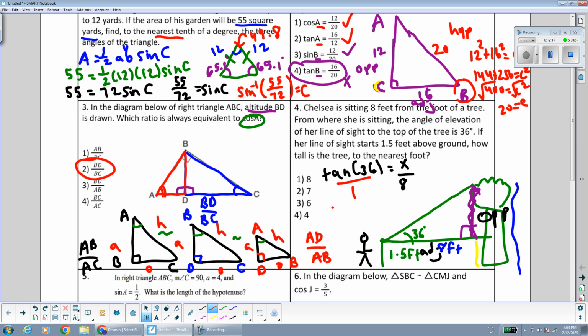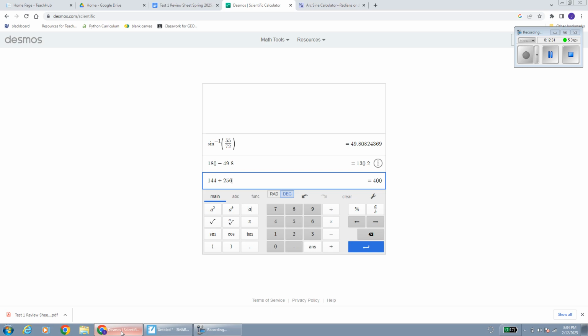Let's cross multiply. 8 tangent of 36 equals x. Let me type that into my calculator, and that will represent this. And then I'll have to make sure to add the 1.5 feet in. So let me clear that out.